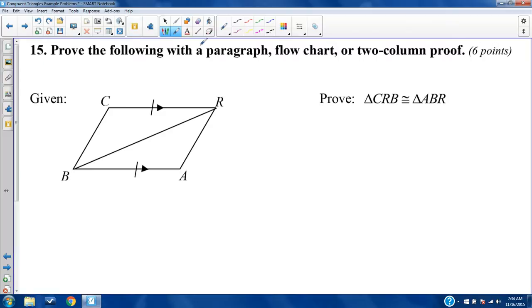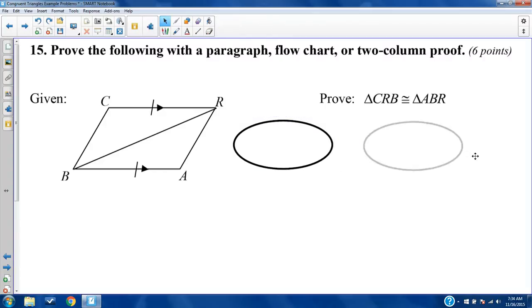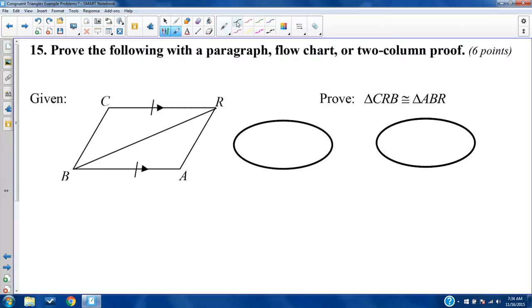Okay, here's the last problem. Prove with a paragraph, flowchart, or two-column proof. You know what? No, let's do a flowchart proof. I'll still provide the reasons. I'll even number them for you, so you can lay it out as a two-column proof if you'd like. But I'm just going to give you a few bubble things to work with. We're going to do a flowchart proof because I want you to see where ideas connect, especially with one like this.